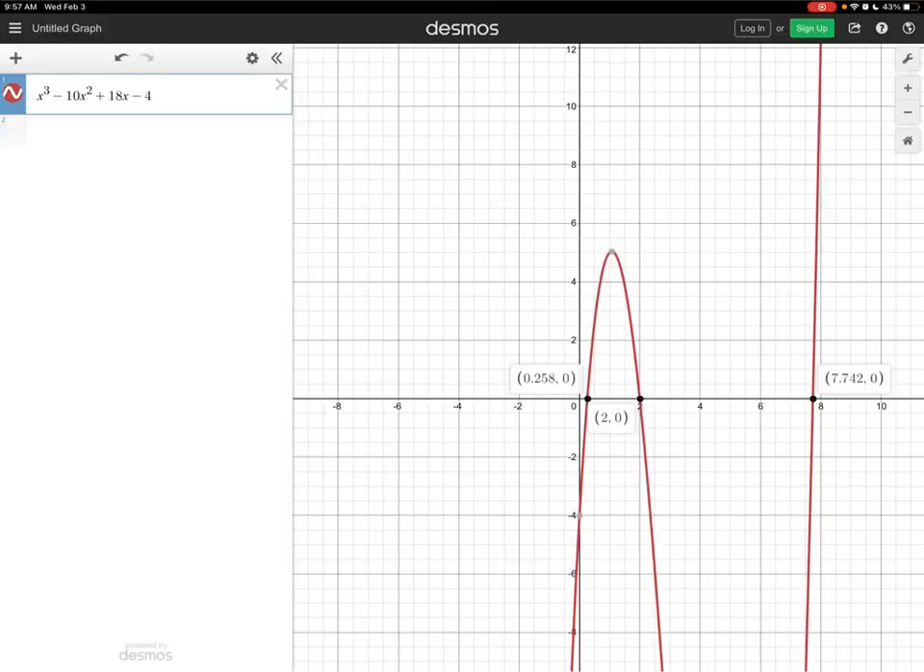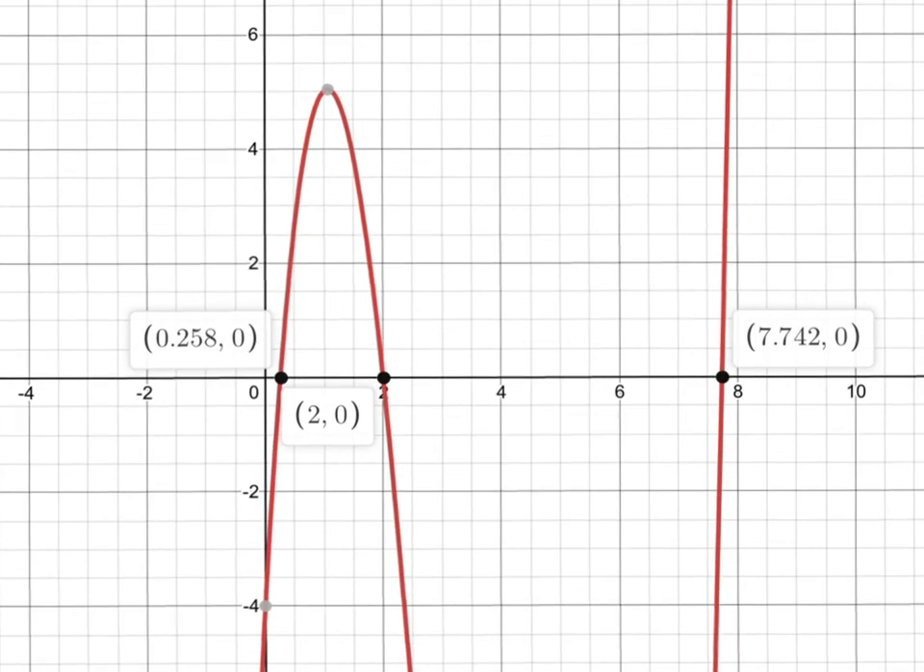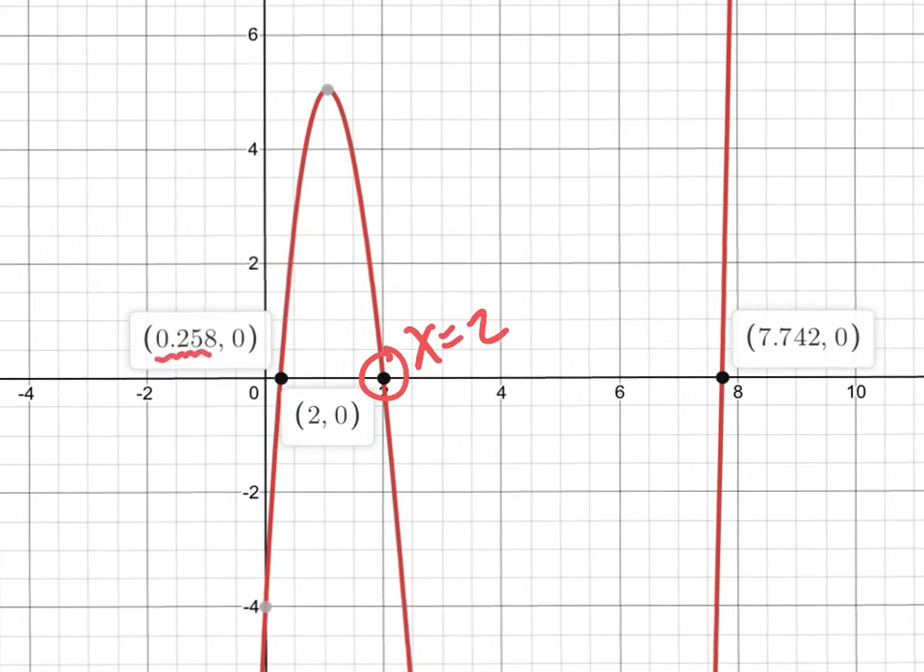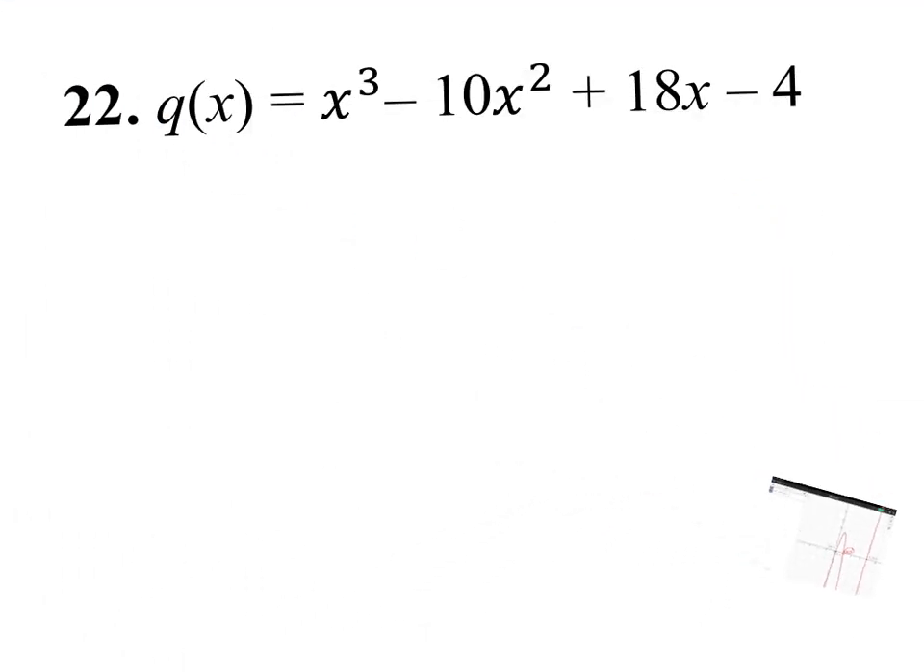So here we are, guys. I typed it in, and I had to zoom out a bit to see all my 3 answers to this third degree equation. Now, I did click on the coordinates, and the only nice one is right here, x equals 2. I mean, we don't want to deal with this decimal. It's not crazy, but I mean, we don't want to deal with that. I'd rather deal with 2 than 7.742. So what I'm going to do is use that answer, x equals 2.